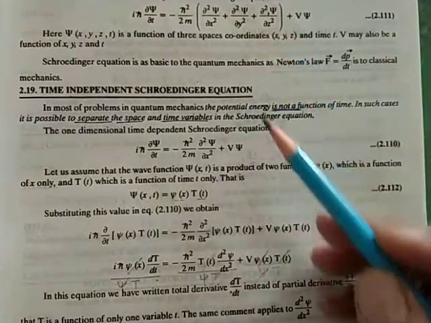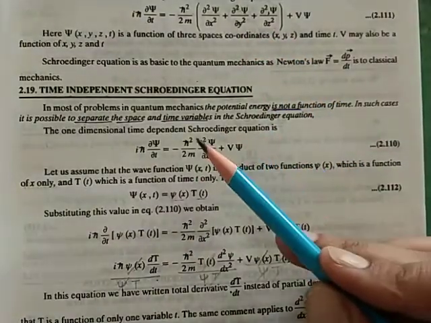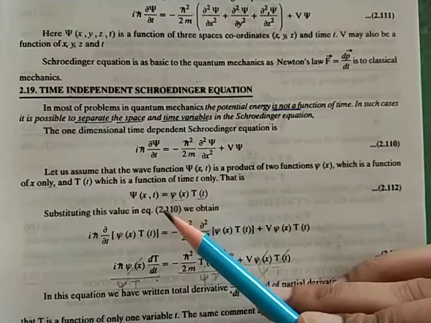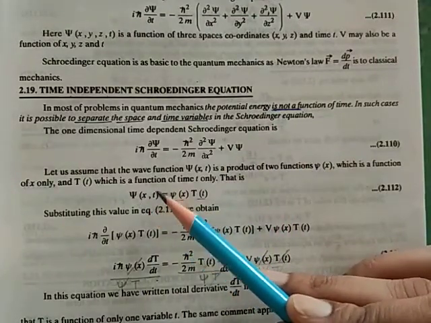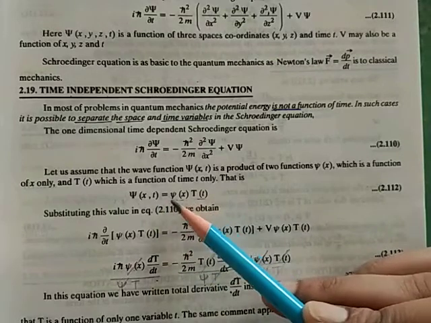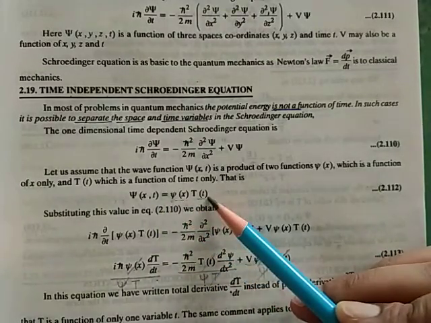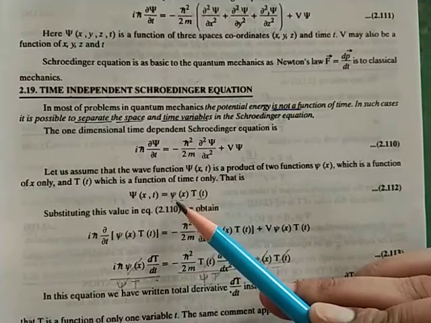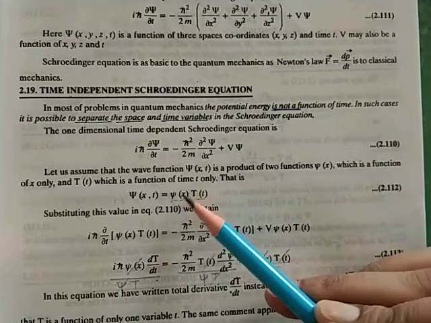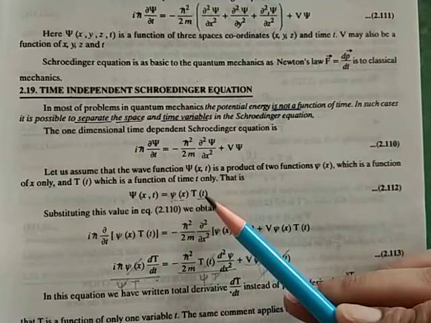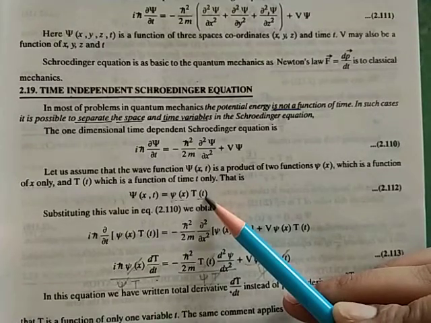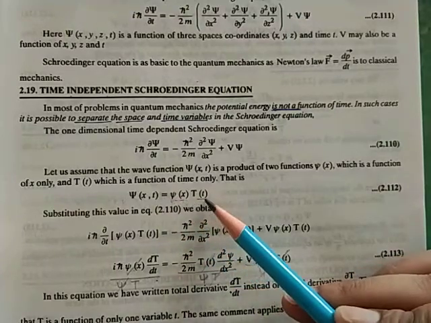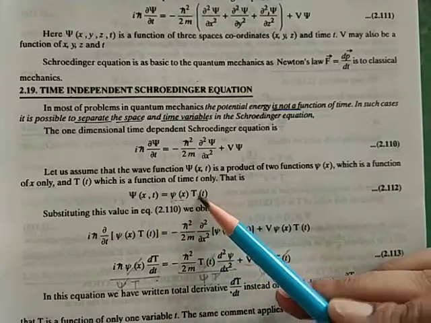the time variable. Because in most problems potential energy is not a function of time, we suppose psi is a product of a space-only function and a time-only function. So psi(x) is a function of x only, based purely on space variables, and T is a function of time only. So we are going to put psi(x,t) as psi(x) multiplied by T(t) in this equation.